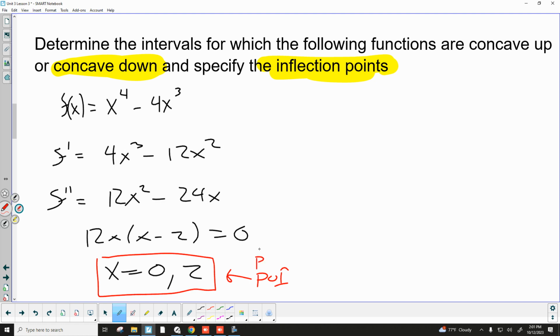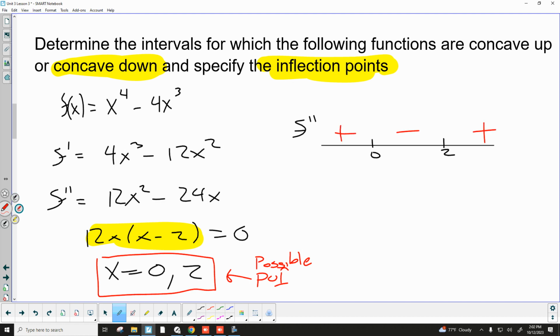I don't want to say they are in fact points of inflection until I do my second derivative sign analysis and confirm that yes, the signs of the second derivative do change at 0 and 2. We got positives, negatives, and positives, which tells me that the first derivative is increasing, decreasing, increasing, which tells me that the original function is curving upward, curving downward, curving upward. So when are we concave down? 0 to 2. X equals 0 and x equals 2 are, in fact, both points of inflection.